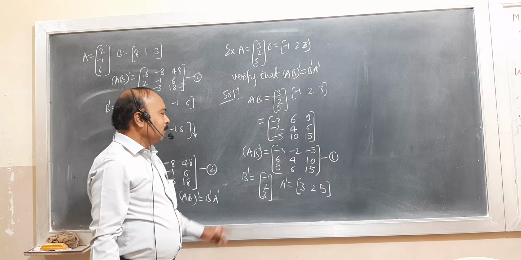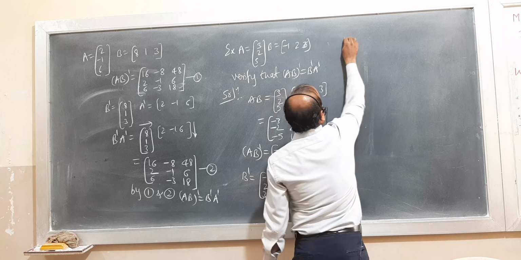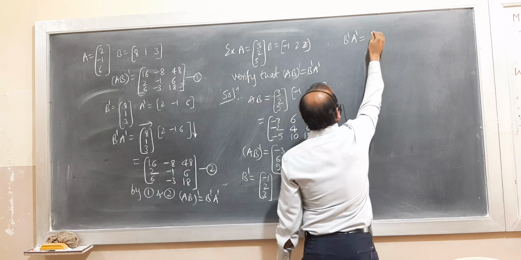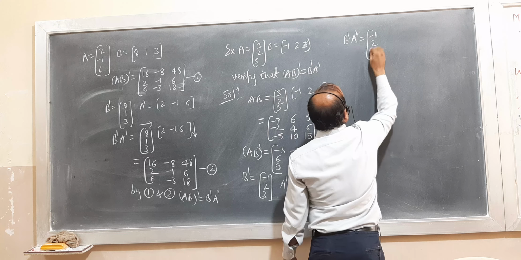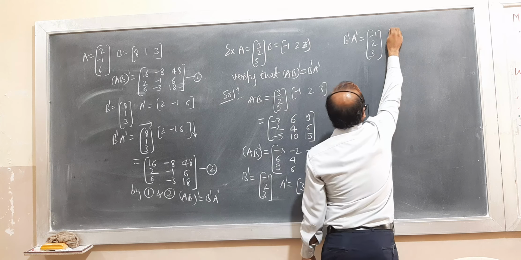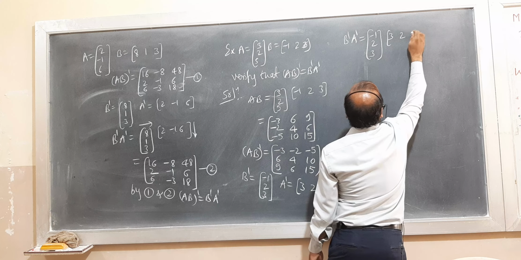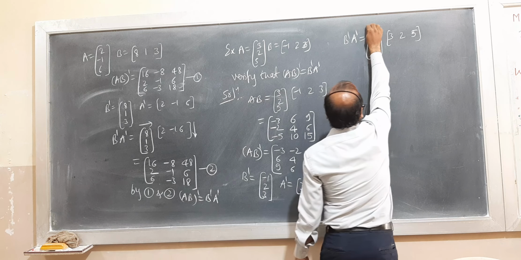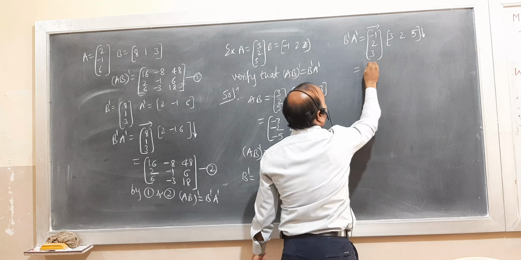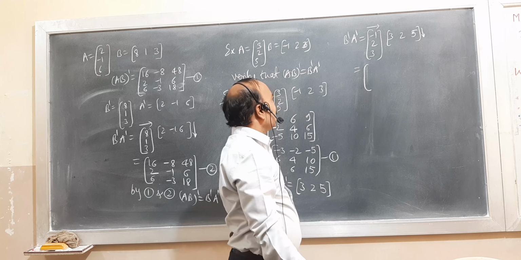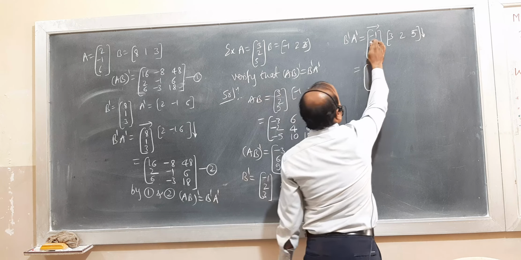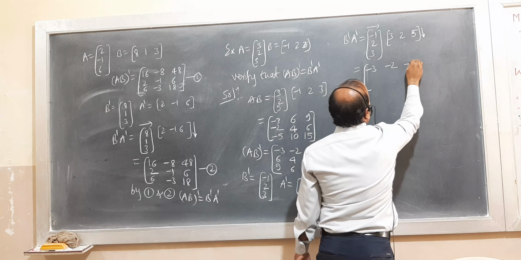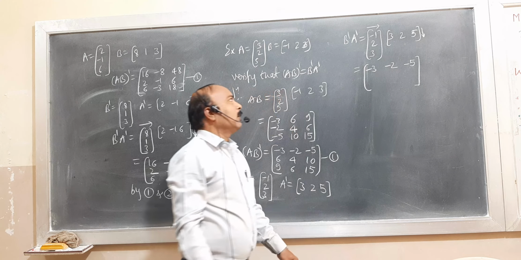Next we find B' into A'. B' into A' equals B' is minus 1, 2, 3, A' is 3, 2, 5. Now multiply these two matrices. It is row with column. First we multiply minus 1 with all the elements, that is minus 1 into 3, minus 3, minus 1 into 2, minus 2, minus 1 into 5, minus 5.